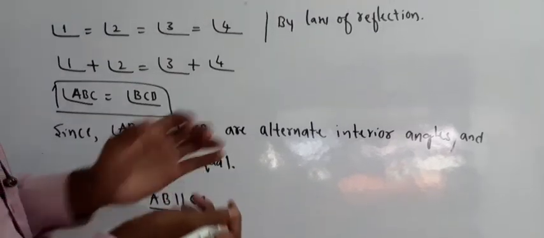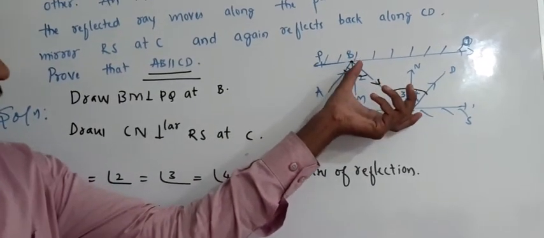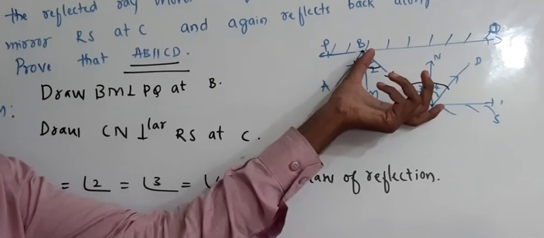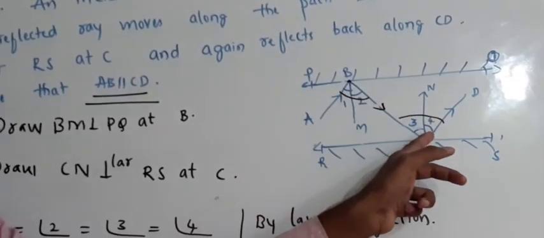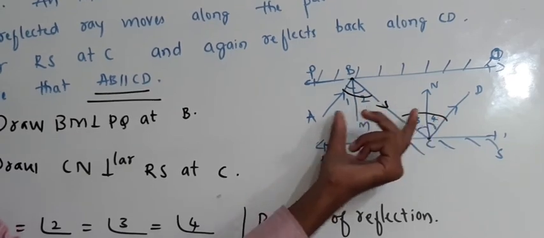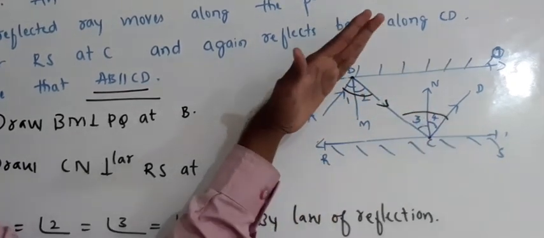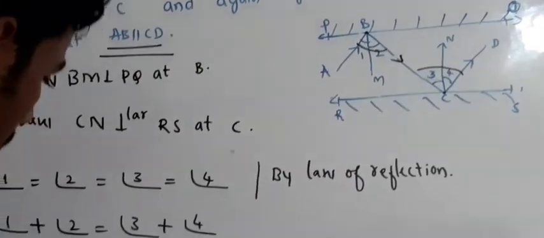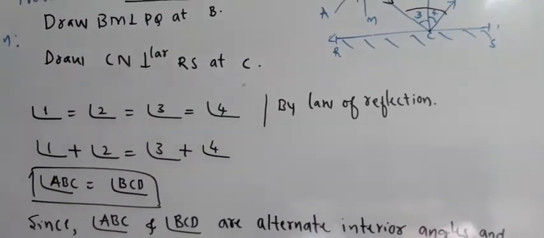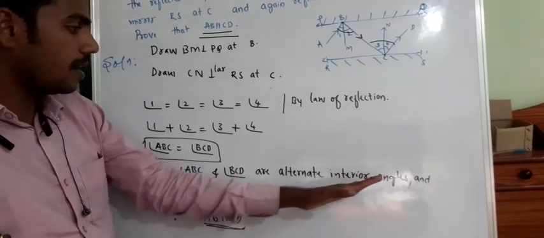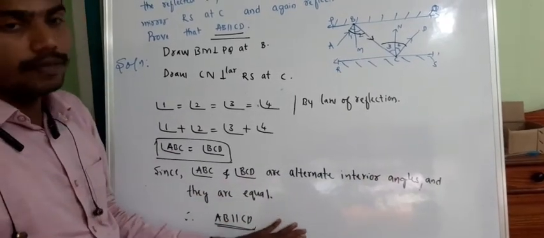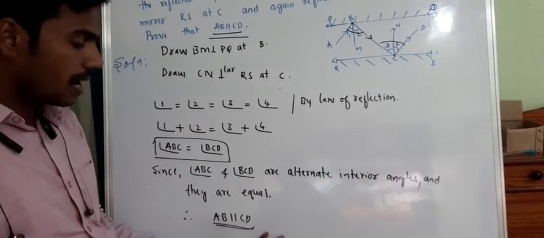So what is happening here? BC is a transversal. This angle is equal to this angle. They are alternate interior angles and they are equal. Then I'll say AB is parallel to CD. That only I have written. Since ABC and BCD are alternate interior angles and they are equal, therefore AB is parallel to CD.